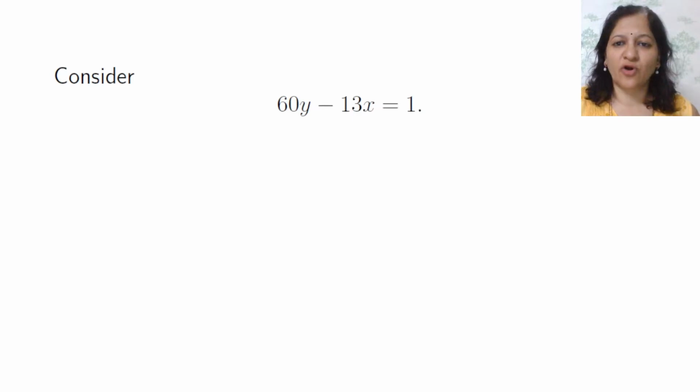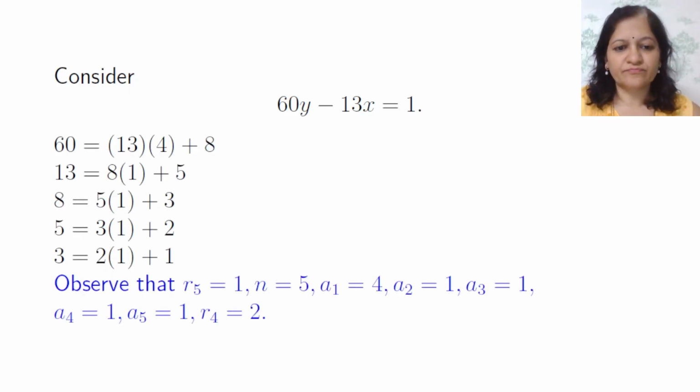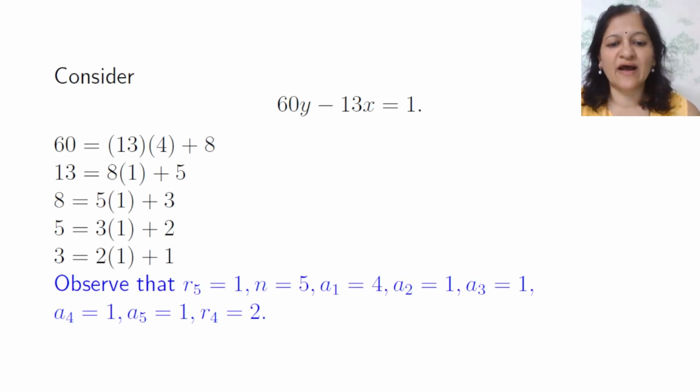Now let us solve concrete examples. So consider 60y minus 13x equal to 1. Here a, the coefficient of y, is bigger than b, which is the coefficient of x. So you divide 60 by 13 and then we get the following steps. And in the fifth step, observe that R5 equal to 1. So in the fifth step, n equal to 5, we get a remainder 1.